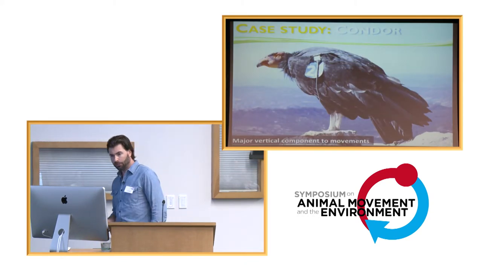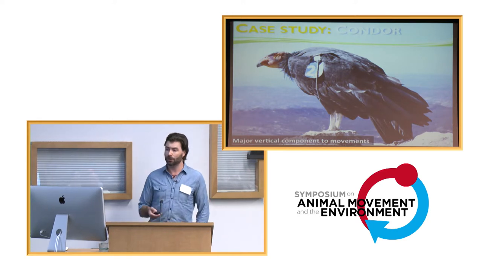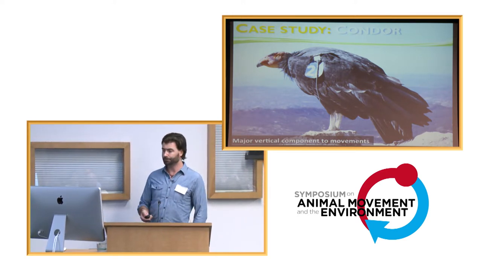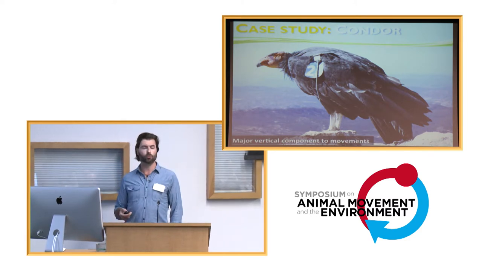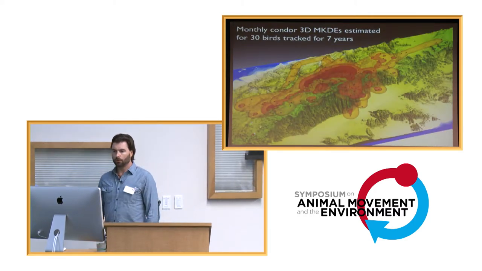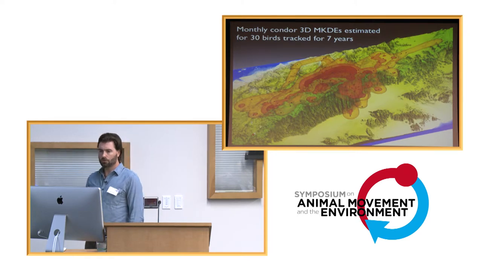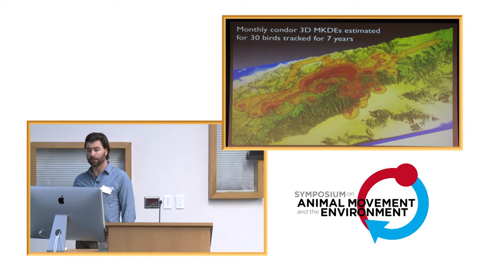And the final case study I'm going to go to is the California condor. These guys are great for this development of this technique because they've got a major vertical component to their movements, right? They can soar for hundreds of kilometers horizontally and also soar for thousands of meters vertically. So what I did is I created monthly condor 3D home ranges for all 30 of the birds that we're tracking for 7 years.